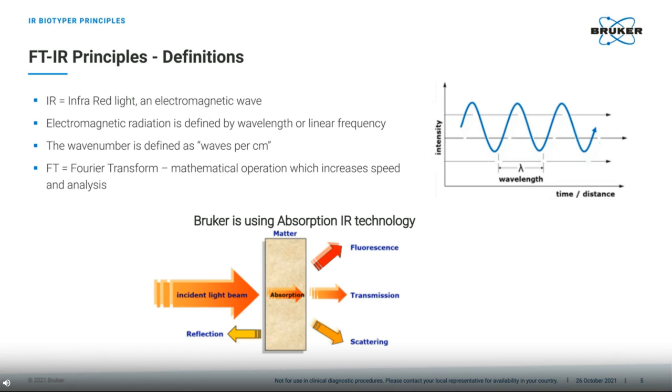FTIR principles and some definitions. I make it really short. So it's all about IR. It's infrared light. It's an electromagnetic wave. I think you know this from your study time or school time. That's an electromagnetic radiation, which is defined by the wavelengths, linear frequency. What you will also hear in the next slide is the wave number. Wave number is defined as the waves per centimeter. And what's about FT? That's Fourier transform. That's a kind of quite complicated mathematical operation, which is increasing the speed and analysis.